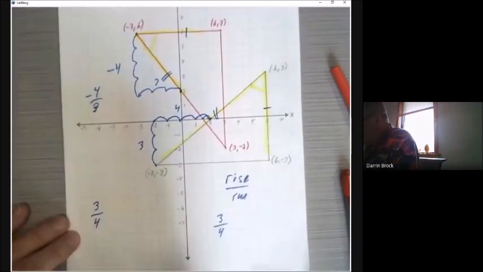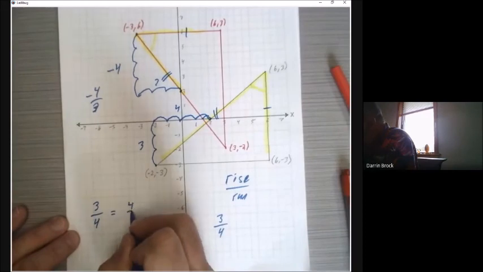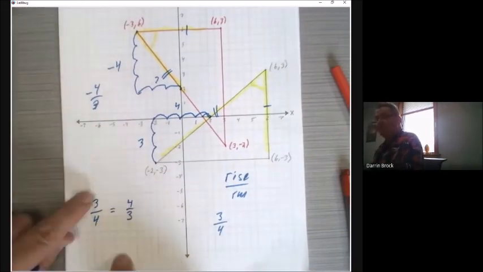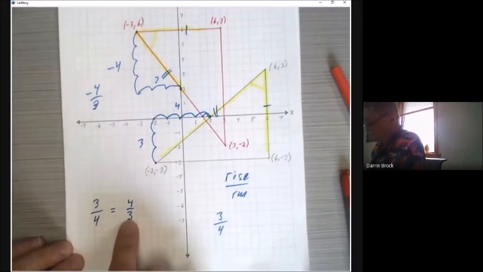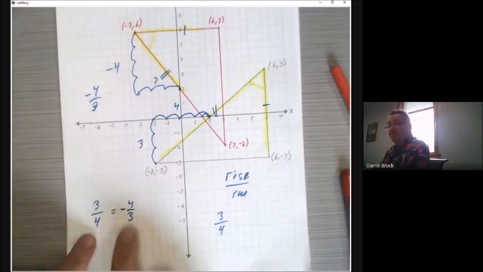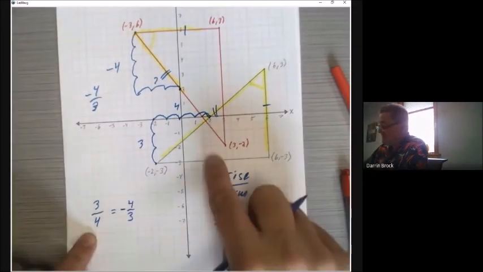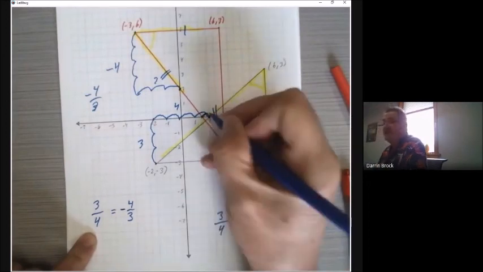It's the opposite reciprocal. The reciprocal means you take the fraction and you turn it over. Opposite means this is positive, so this is negative. If they're opposite reciprocal slopes, that means they meet at a 90-degree angle. That means they're perpendicular to each other. So this is 90 degrees.